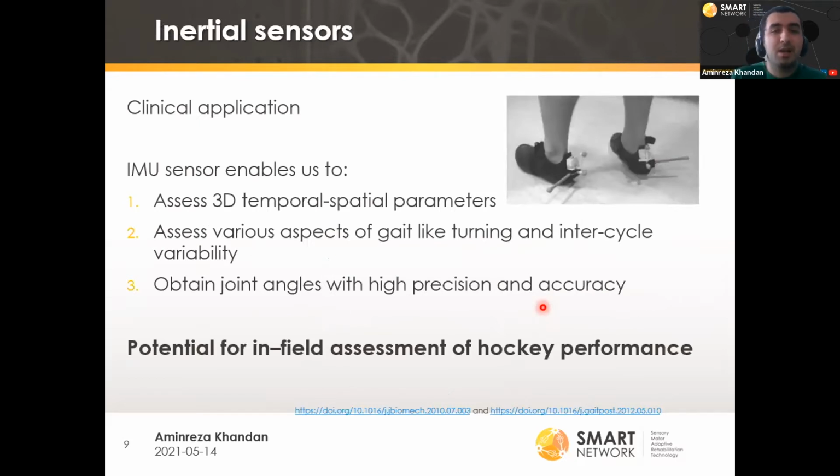IMU, or inertial sensor, has established clinical application, enabling us to assess 3D temporal spatial parameters and various aspects of gait, like turning and stride-cycle variability. We can also obtain joint angles with high precision and accuracy. And we have this potential for in-field assessment of hockey performance, and we can use it in this application.